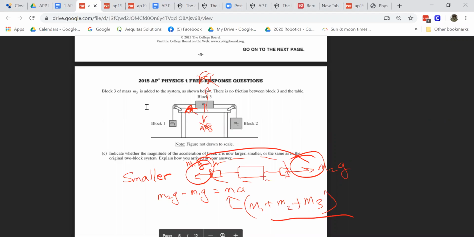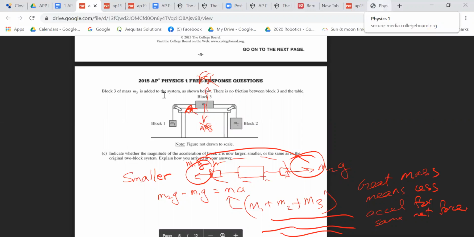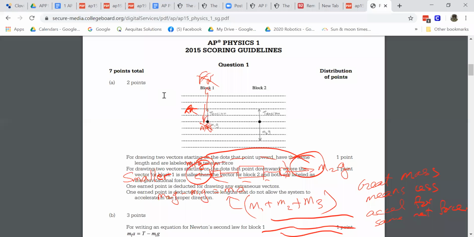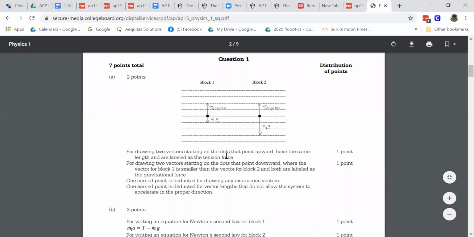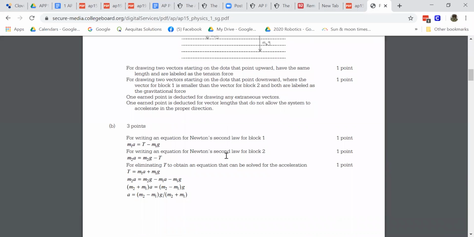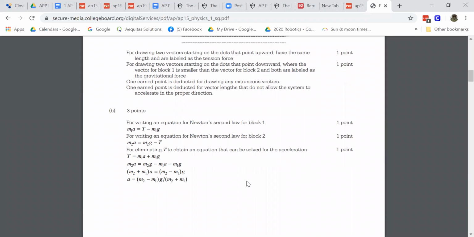And so you might want to explain that in words. Greater mass means less acceleration for the same net force, something like that. Okay, let's see how this matches up with the solution. Oh, let me clear my screen. And it says part B. Oh, here we go. There's the answer to that.